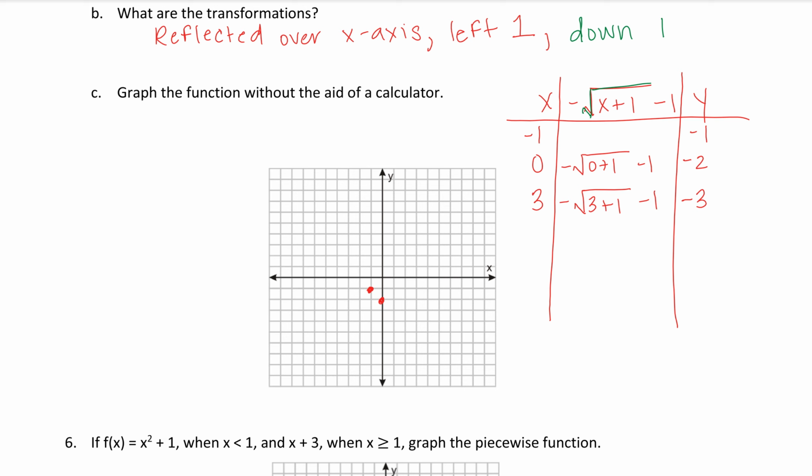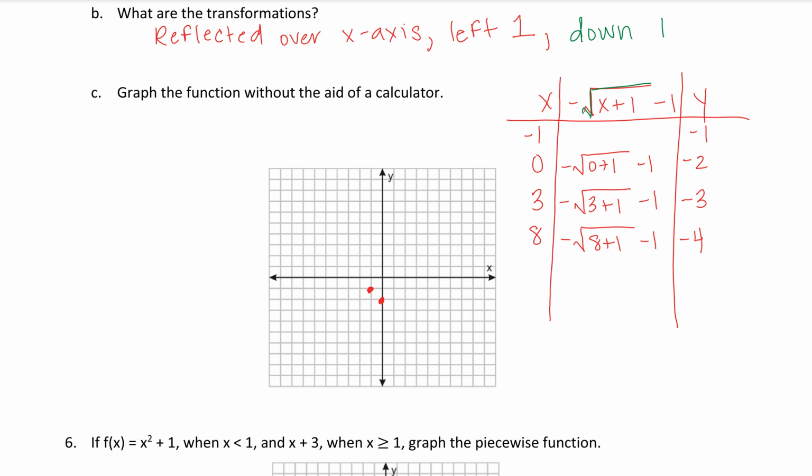Now again, I look and I go x plus 1. What's the next whole number that I know I can take the square root of? Well, 9. In order for this to be 9, my plug-in has to be 8. So I get negative square root 8 plus 1 minus 1. Well, the square root of 9 is 3. So -3 minus 1 is -4.